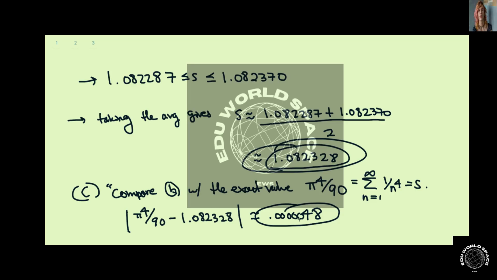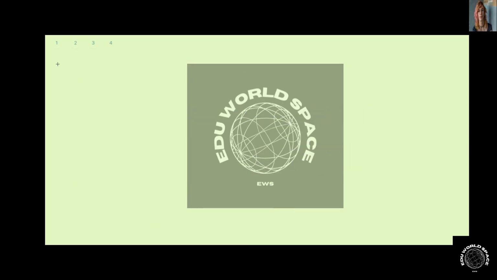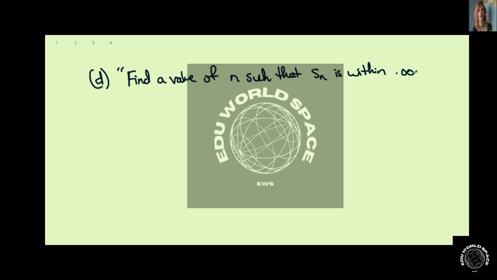All right, there's one more part here. Let's go on to the next page. This will be part D. And here we'd like to find the value of n such that the following, such that Sn is within 0.0001 of the sum. So what this really means is, and that should have been 4 zeros, sorry about that. 4 zeros and then a 1. So let me come back here and fix this.